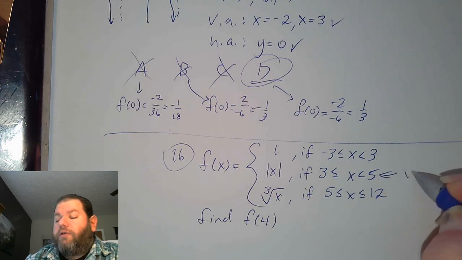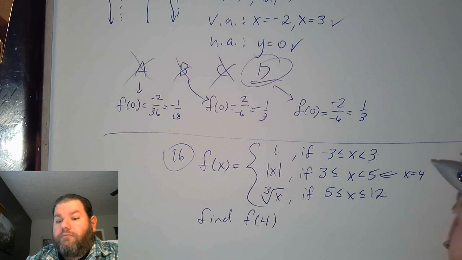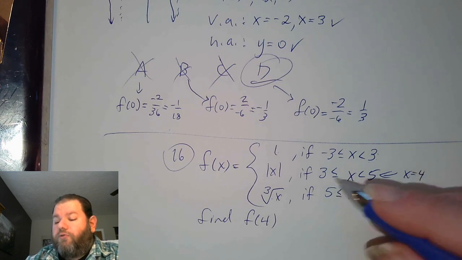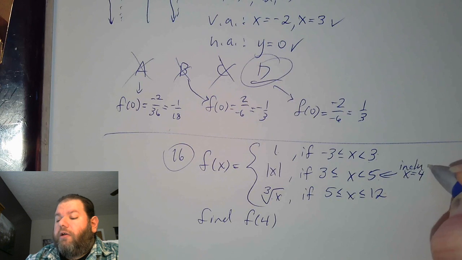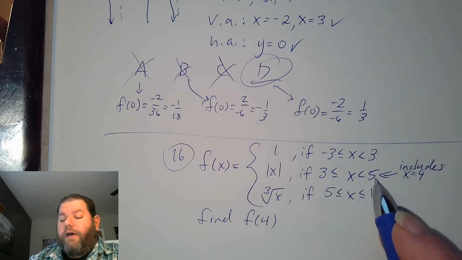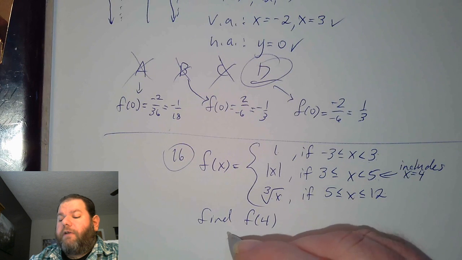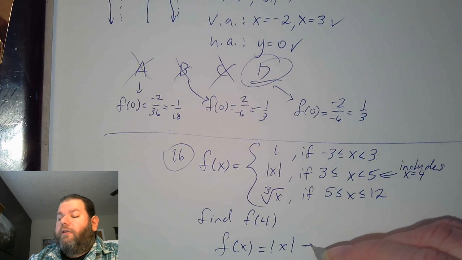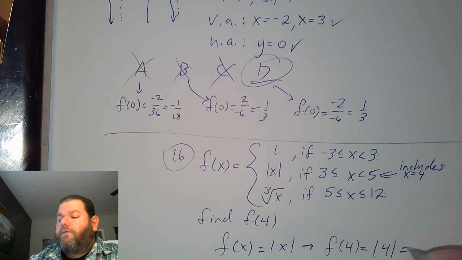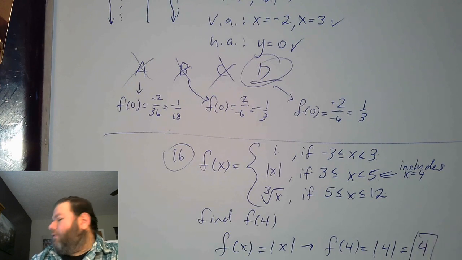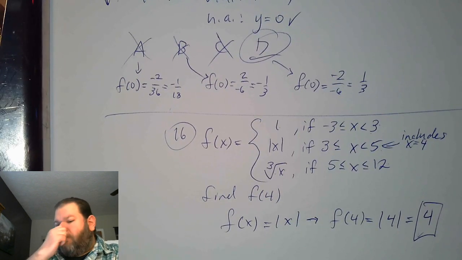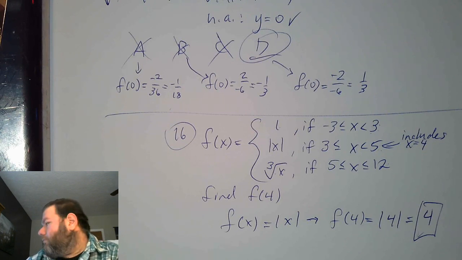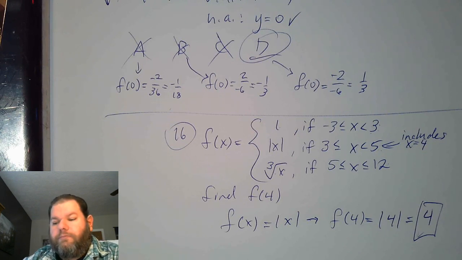Well, we know that 4 is between 3 and 5, so we can use f of x equals absolute value of x. And so we plug 4 into that. So the absolute value of 4 is just 4. And that's really all there is to that.